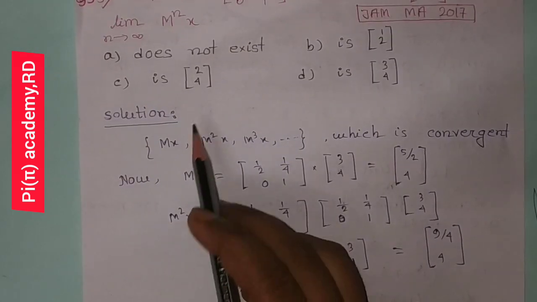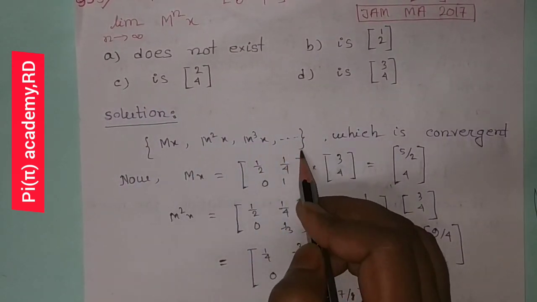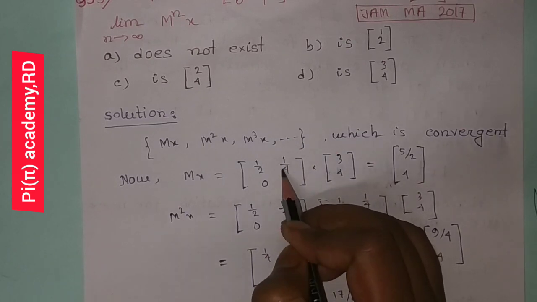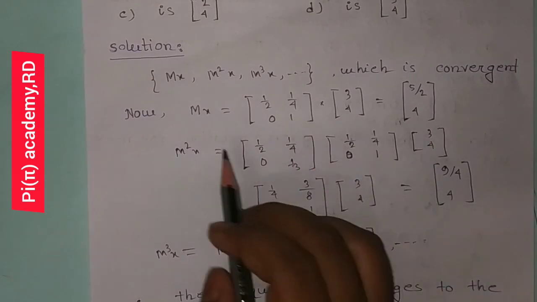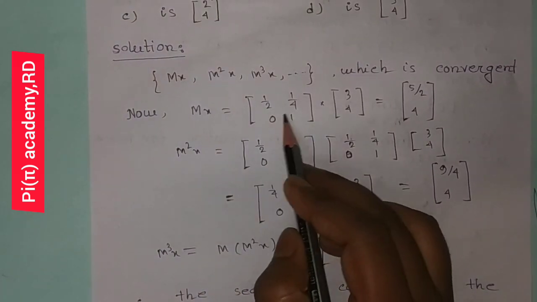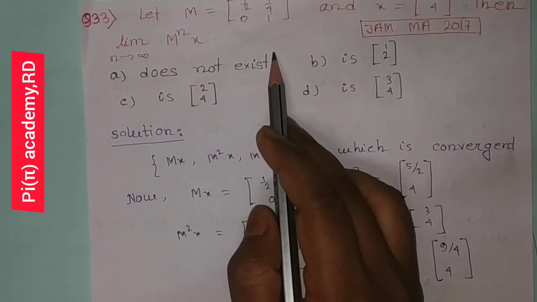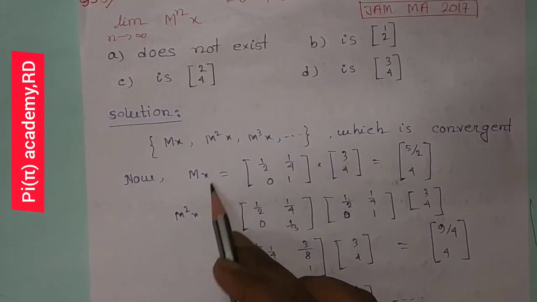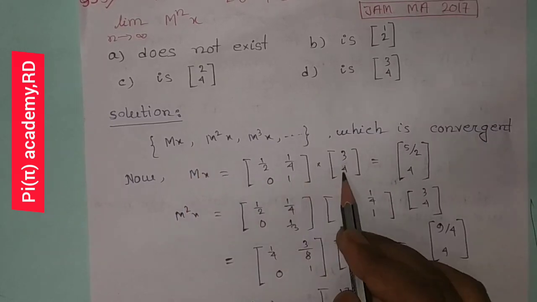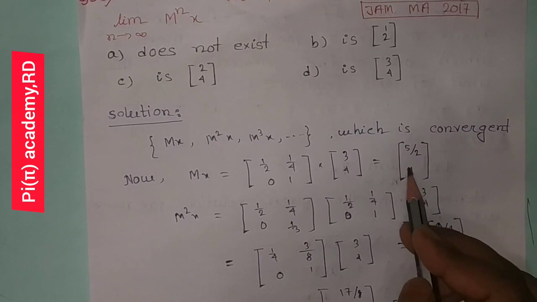Clearly Mx, M square x, M cube x and so on is a sequence of matrices and this is convergent. Now Mx equal to, here the value of M is this and the value of x is this. Now we get Mx equal to M into x, then calculating this we get 5 by 2 or 5 and 4.